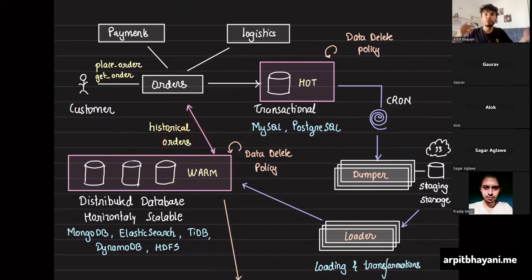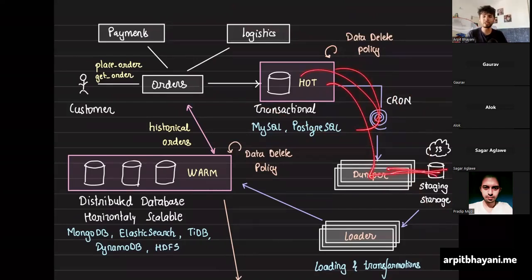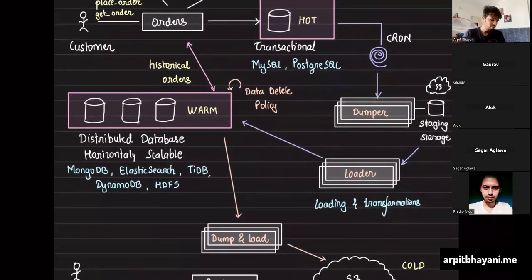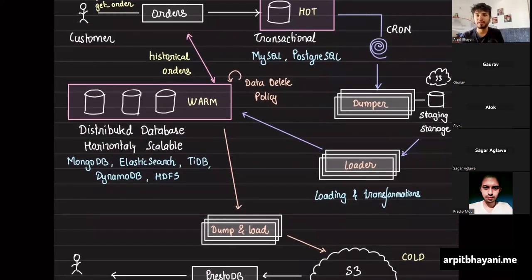So given we have to merge the data, payments, logistics, orders linked to a particular order, you dump all that data into staging storage using a dumper. Dumper is just a name that I have given, which periodically reads the data and puts it into staging storage. But now here, assume there are 3 files, one for orders, one for payments, one for logistics. Now you will write a simple Spark job that would go through these 3 files, join them by order ID, and put them into warm storage.